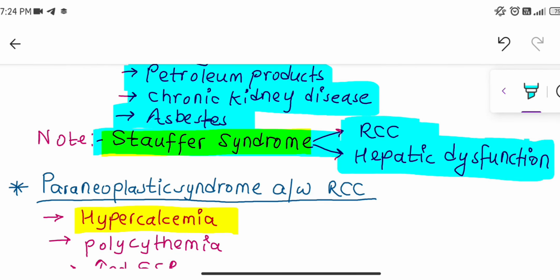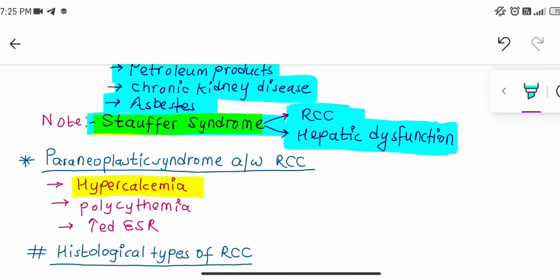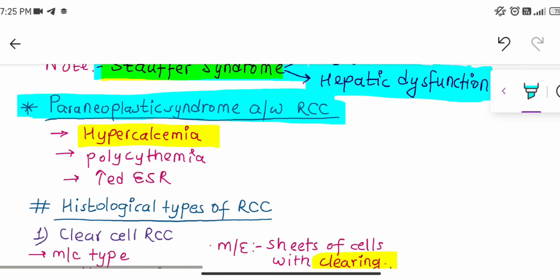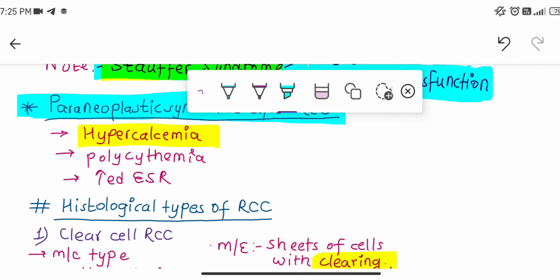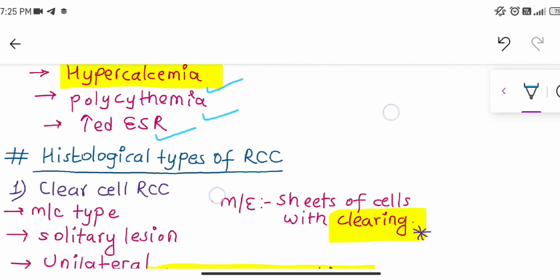Now next we are going to discuss the paraneoplastic syndromes associated with renal cell carcinoma. First will be hypercalcemia. Next will be polycythemia, and increased erythrocyte sedimentation rate.